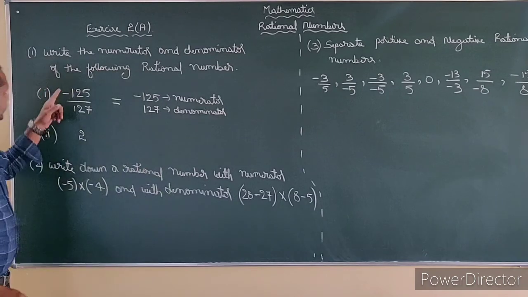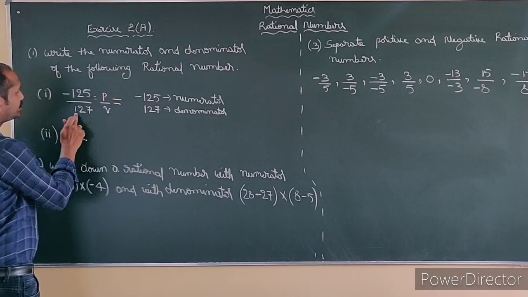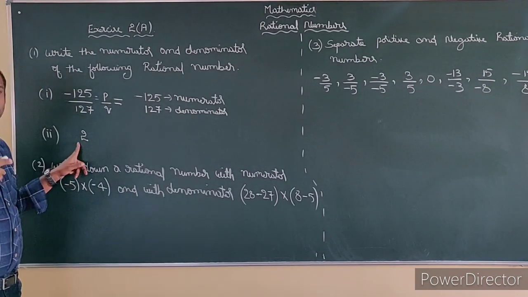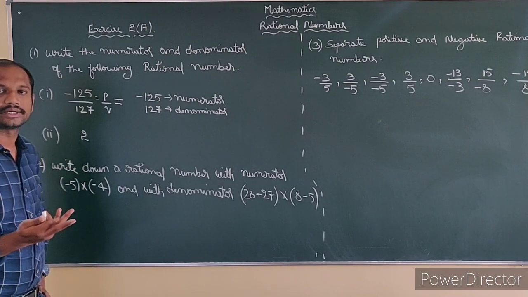How can you tell this is a rational number? Yes, because it is in the form of p by q, and q does not equal 0. Then the second problem they have given, 2. How can you write only one number? How can you write numerator and denominator?